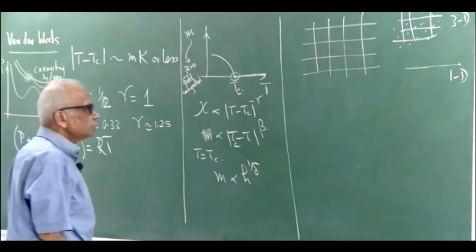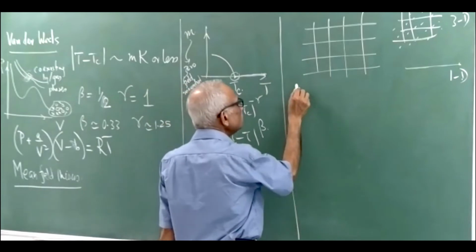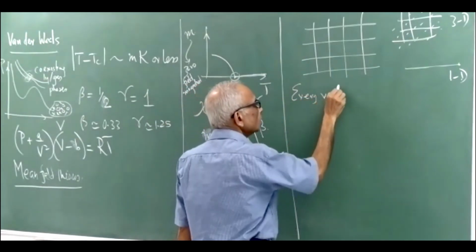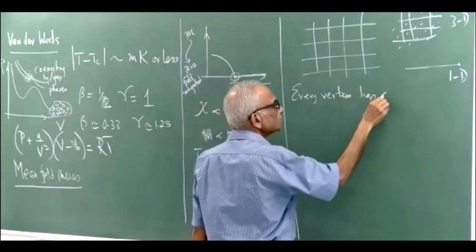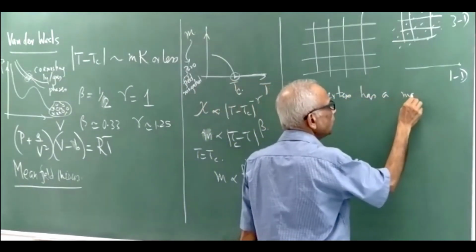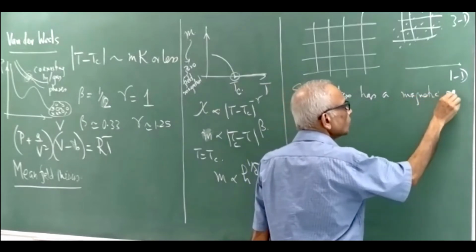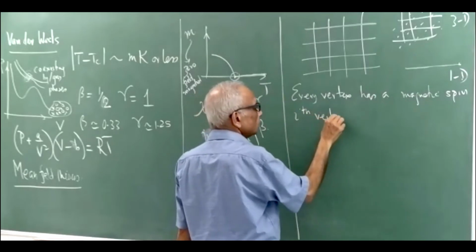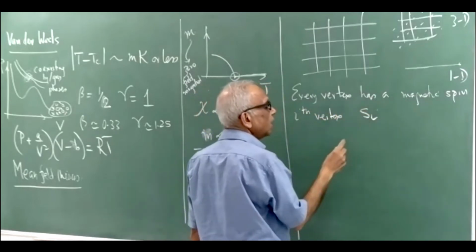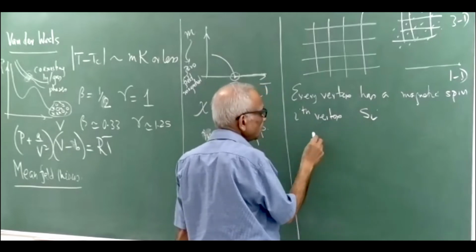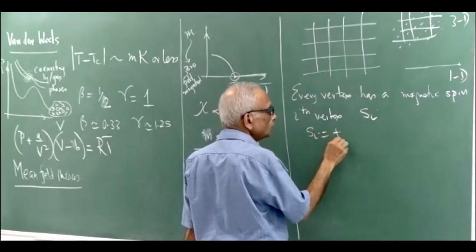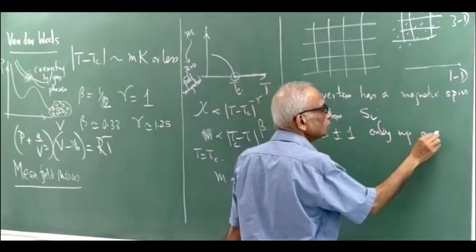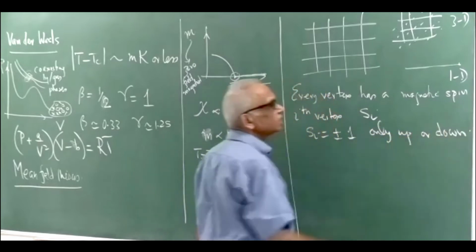So I imagine that every vertex has a magnetic spin. The spin at the ith vertex is S_i, and it can only be S_i equal to plus or minus 1. So only up or down. This is the easiest model that you can have.